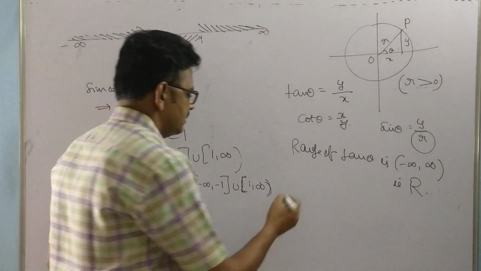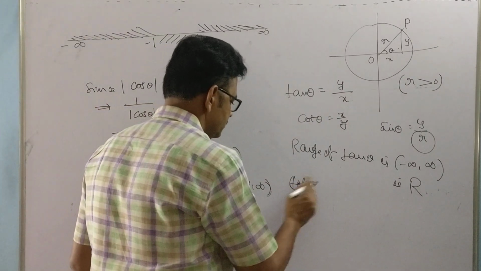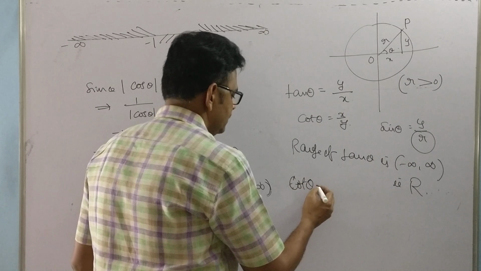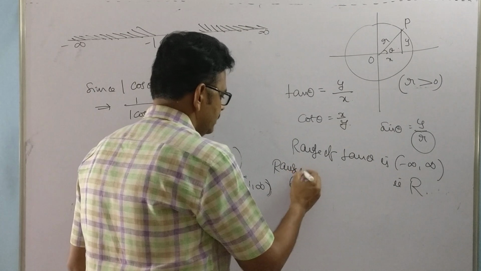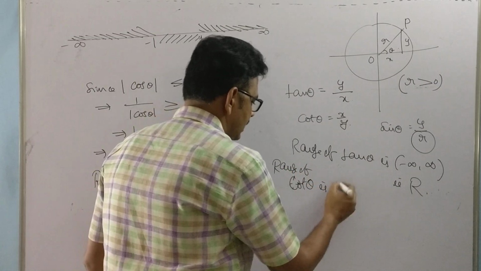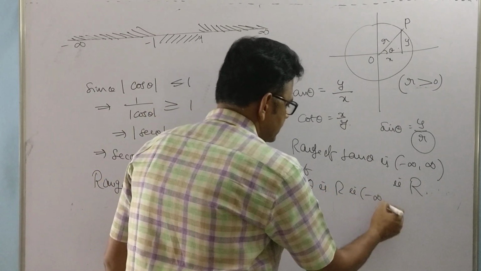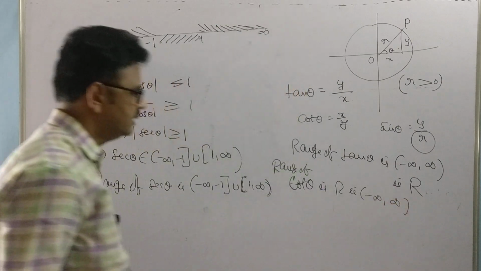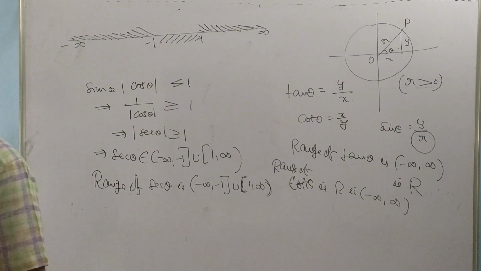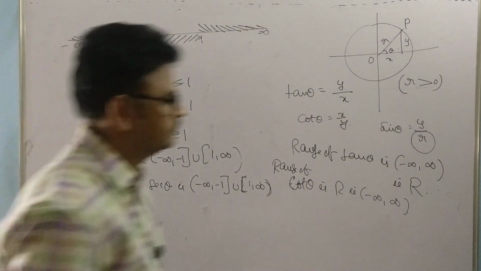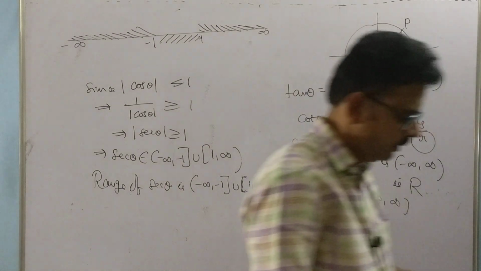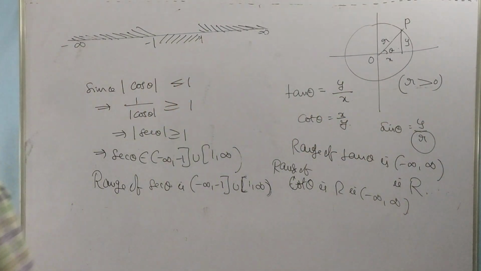Like tan theta, the range of cot theta is also R, that is minus infinity comma plus infinity. That is the range of the function. So we have the ranges of all the trigonometric functions.